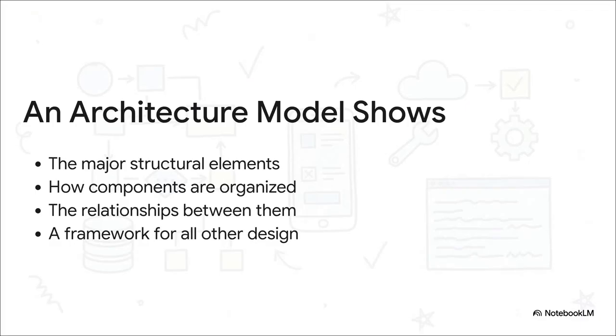So this architectural model is basically the skeleton of your system. It shows you those major structural elements, our rooms. It shows how they're all organized and how they're connected. This high-level map becomes the foundation that every other decision is built on. It's the kind of clarity that makes building something complex actually possible, especially if you're ever working with a team.